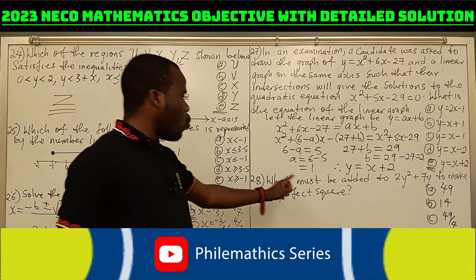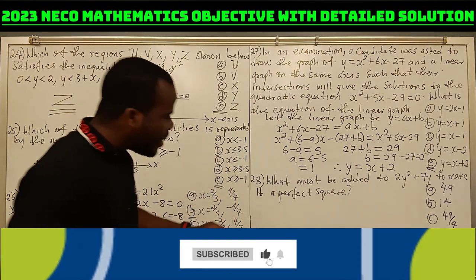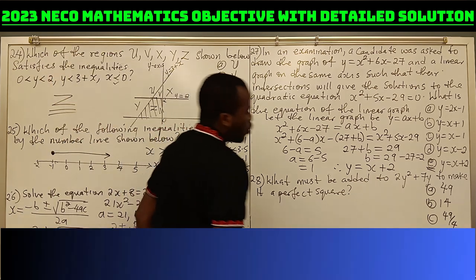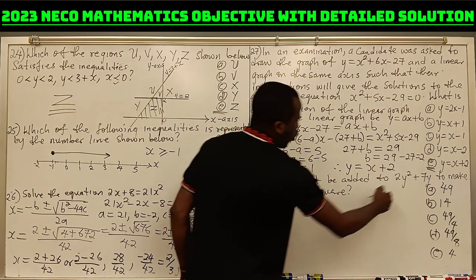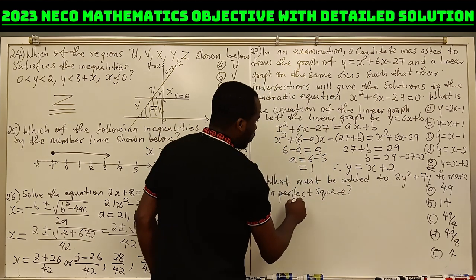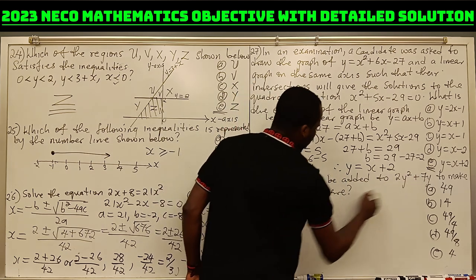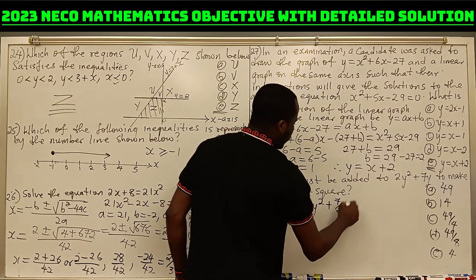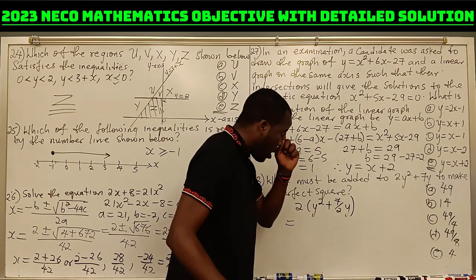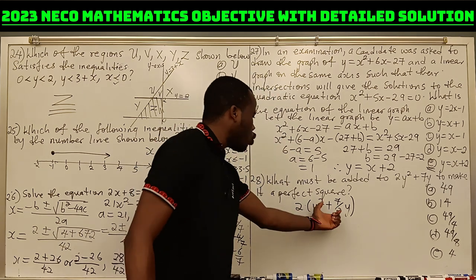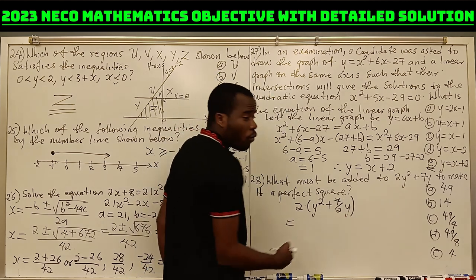Next question says, what must be added to 2y squared plus 7y to make it a perfect square? So what we would like to do first is to factorize 2, because this is not in unity. So 2 bracket y squared plus, if we factorize 2 here, we'll have 7 over 2y. So first to add something to this to make it a perfect square, we'll take half the coefficient of y.